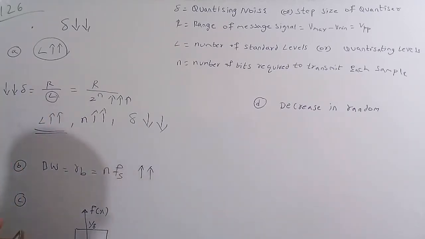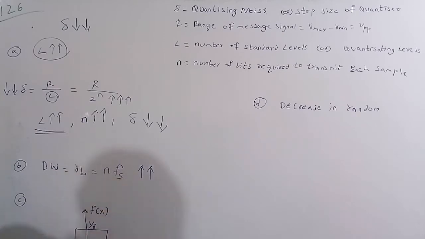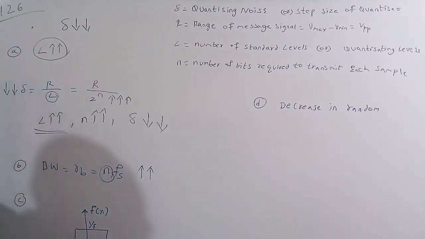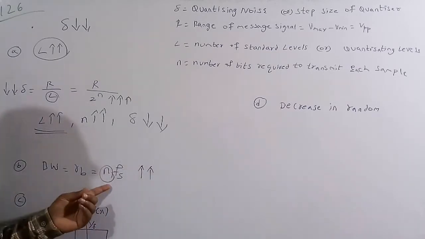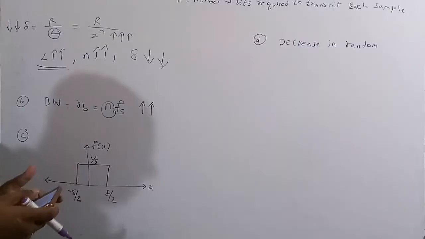Option B says increase in bandwidth. Let's see whether this is right or wrong. Bandwidth is nothing but the bitrate, which is n into fs. As n increases, the bandwidth also increases. So it is also correct.